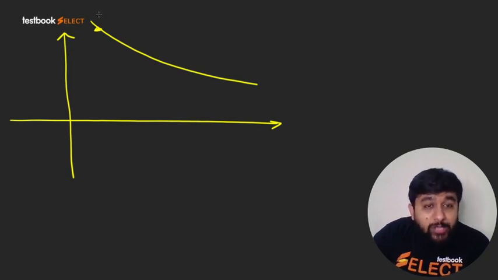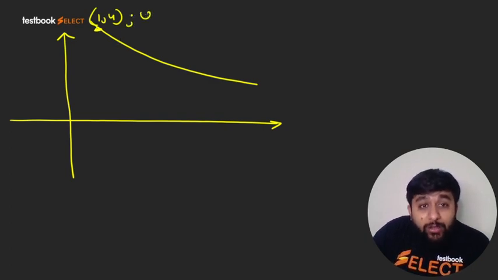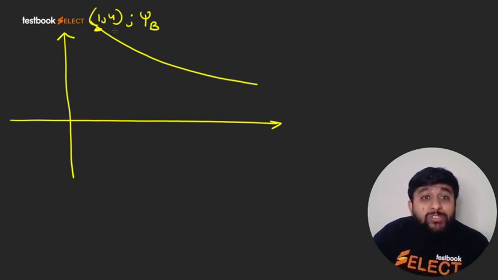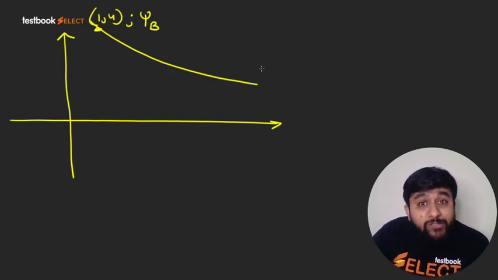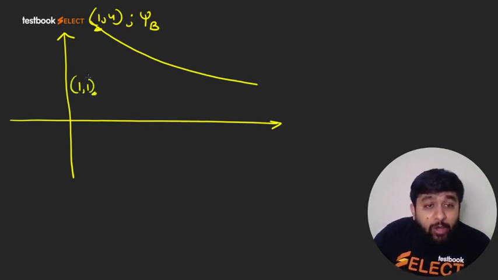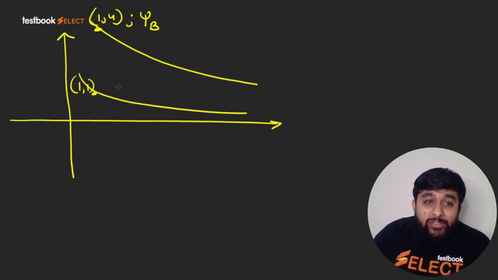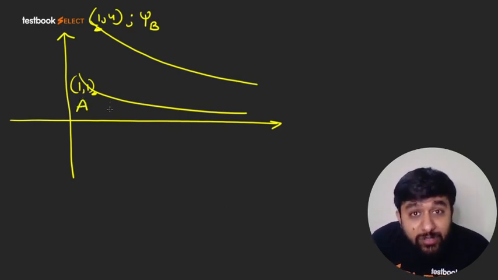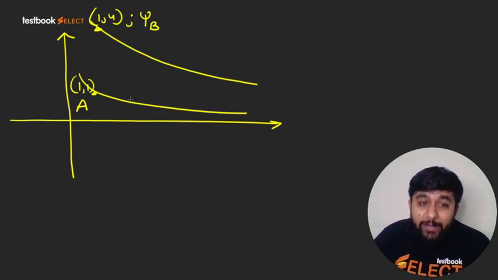So let us suppose this is point B. Here the value of the stream function is psi b. Then on all the points of this streamline, the value of the stream function will be psi b. Similarly, let me call this point A, so at this point the stream function value is psi a.